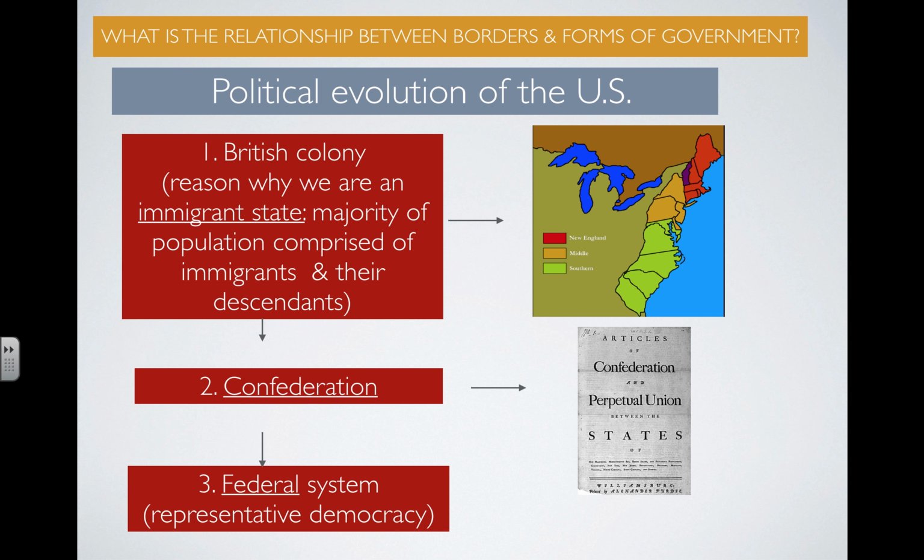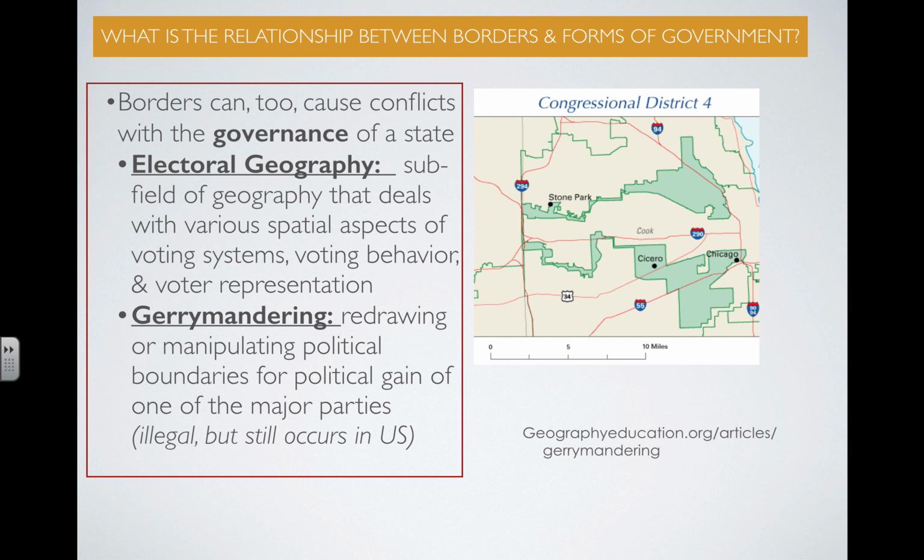But what we quickly realized is that it was an extremely ineffective system because the central government had no power to create an army, no power to tax. So this was not an effective way to govern a new country, is what we discovered. So lastly, we ended up with our current system that was established by the Constitution, the federal system, where we have a representative democracy. We elect people who in turn speak on our behalf, for the most part, in theory, I guess.